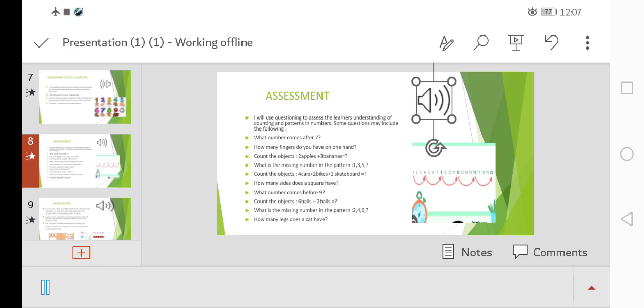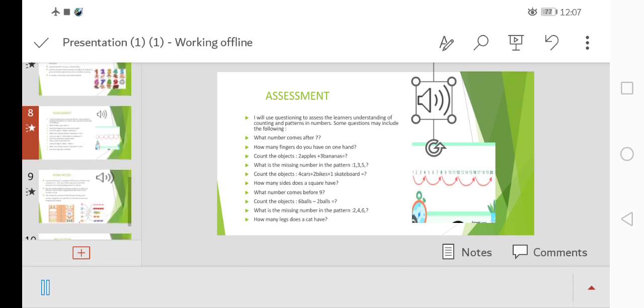Count the objects: 2 apples plus 3 bananas. What is the missing number in the pattern 1, 3, 5? Count the objects: 4 cars plus 2 bikes plus 1 skateboard. How many sides does a square have? What number comes before 9? Count the objects: 6 balls minus 2 balls. What is the missing number in the pattern 2, 4, 6? How many legs does a cat have?